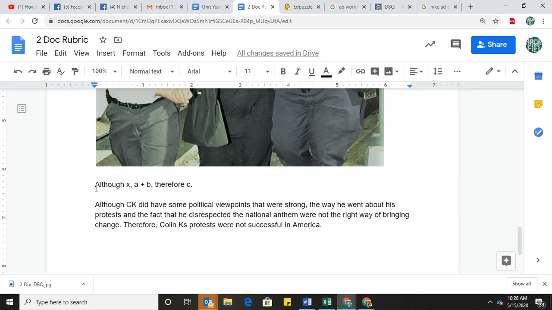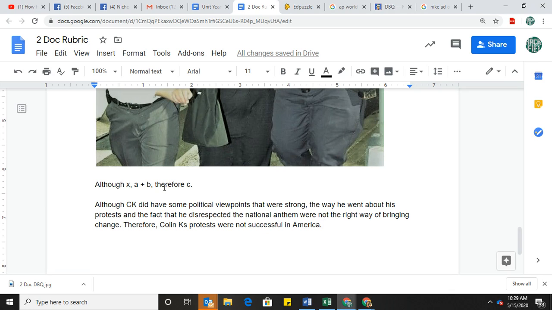So again, it's not just one little sentence. You've got to put a little bit of context to your A, B, and C, your variables, I guess you would say. So here's my thesis. Although Colin Kaepernick did have some political viewpoints that were strong, the way he went about his protest and the fact that he disrespected the national anthem were not the right way of bringing change. Therefore, Colin Kaepernick's protests were not successful in America.